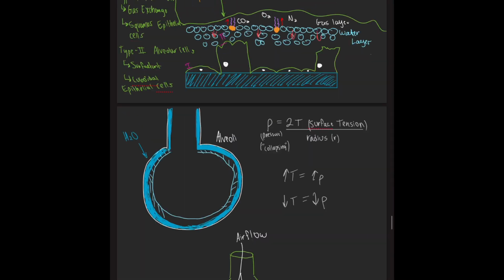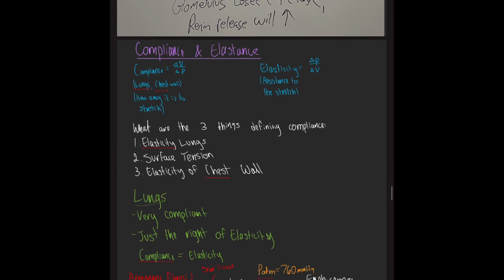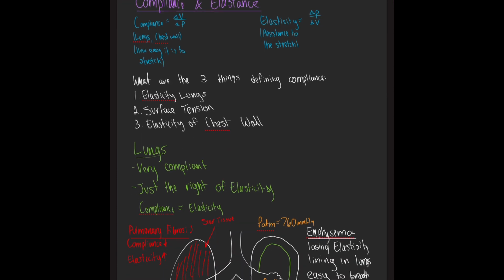Let's go up to surface tension, surfactants, and compliance and elastance. So let's break it down. Compliance is the ease with which our lungs are able to stretch. So we think of our lungs and our chest wall moving outwards and allowing that stretch to take place. That is represented by volume over pressure, right? Because volume is increasing as we move out.